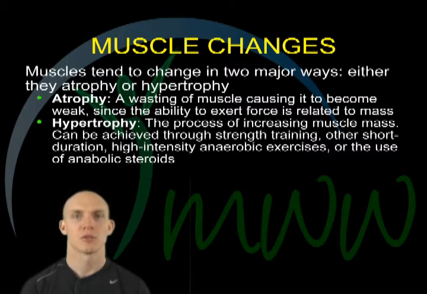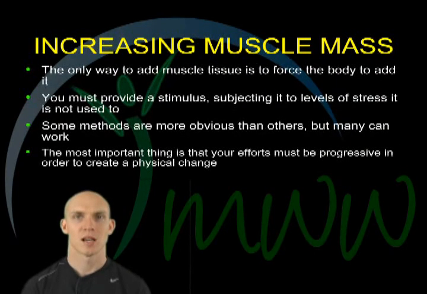This can be achieved through strength training, short duration, high intensity anaerobic exercises, or by using anabolic steroids, a highly unadvisable practice. Muscle mass does not increase naturally. The only way to add muscle tissue is to force the body to add it. You must provide a stimulus and subject the muscle to levels of stress it is not used to. Some methods of building muscle mass are more obvious than others, but there are many that can work.